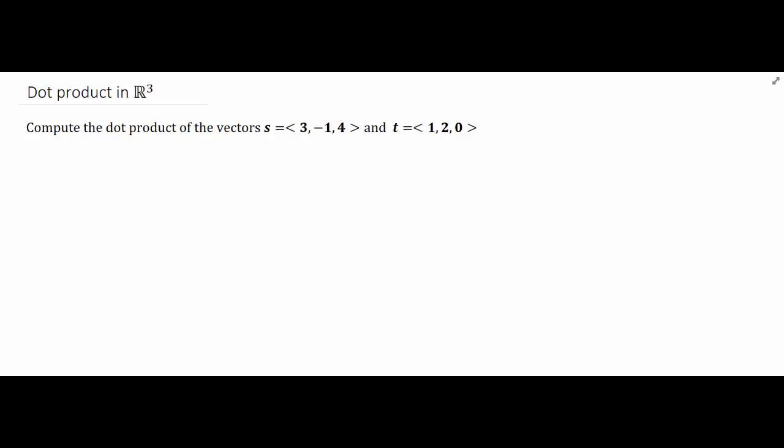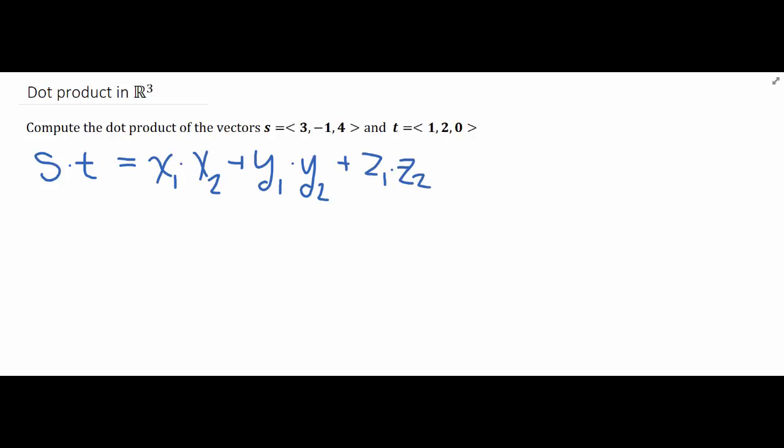So if we look at our vector s dotted with our vector t, well, that'll be x1 times x2 plus y1 times y2 plus z1 times z2. And you can extend this dot product to any n-dimensional vectors.